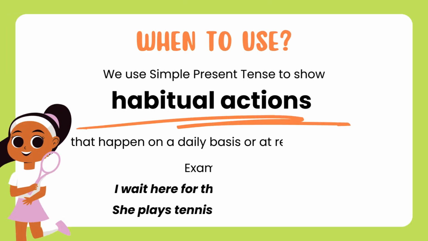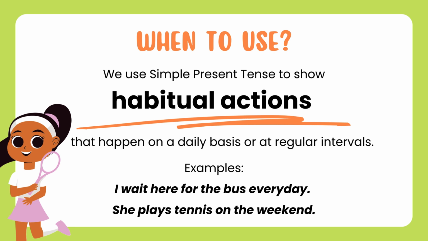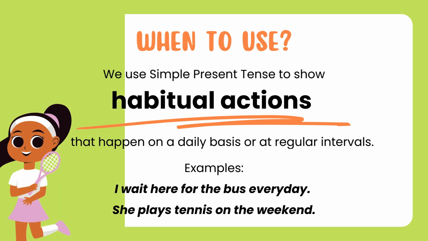We use the simple present tense to show habitual actions that happen on a daily basis or at regular intervals. For example, I wait here for the bus every day. She plays tennis on the weekend. This happens regularly, so we use simple present tense.